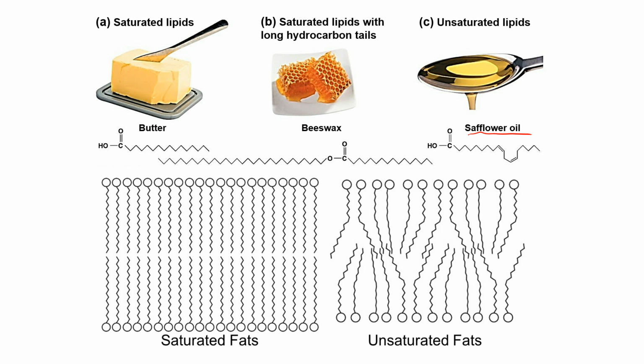Now, you can have other substances like your beeswax, for instance. It's a saturated fatty acid, but the hydrocarbon tails are really, really long. So it's also a kind of solid at room temperature.